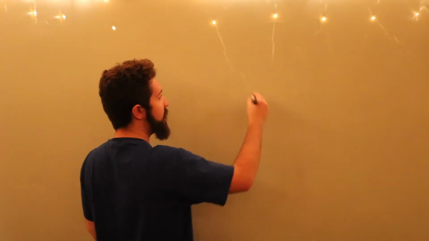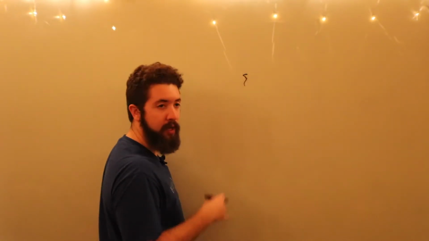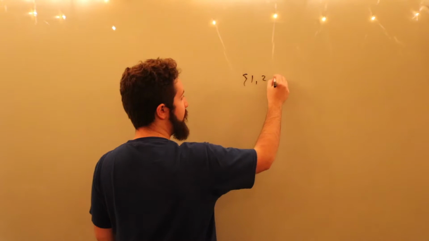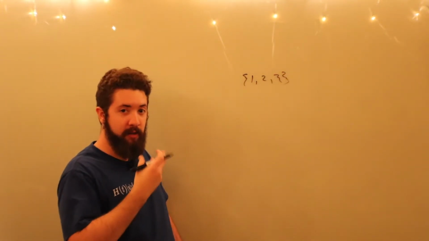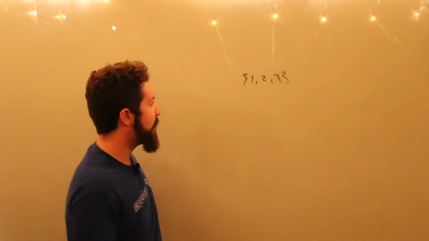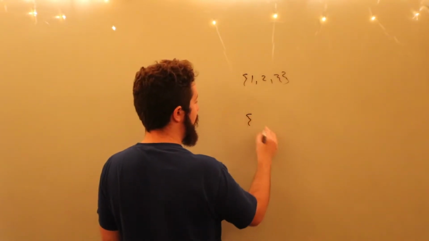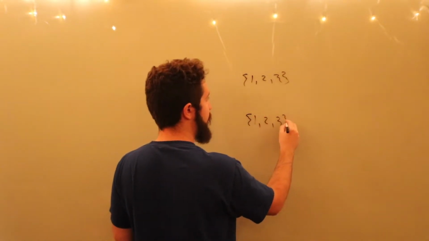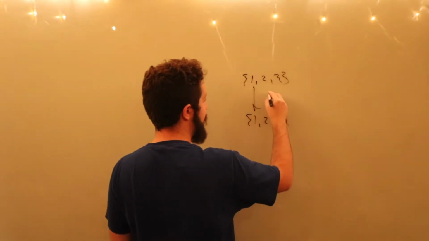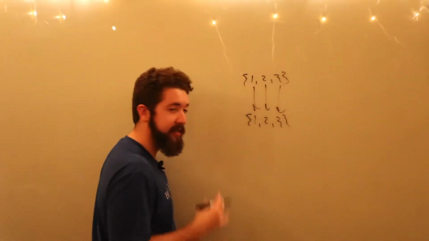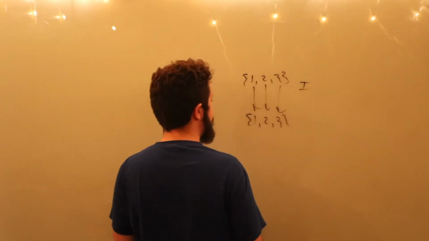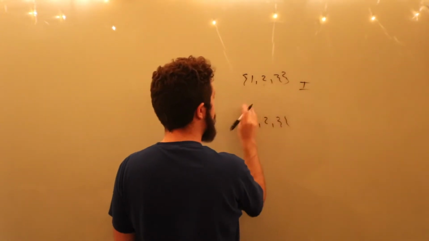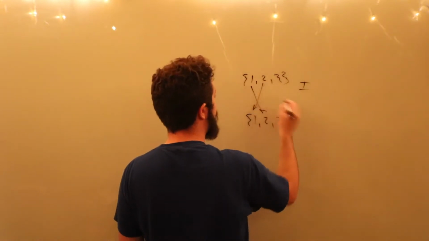All right, next example. Suppose we consider all mappings from the set 1, 2, 3 to itself. So this is going to be a special case of what I called the automorphism group before. So what are all the possible mappings here? Well, there's going to be 1 to 1, 2 to 2, 3 to 3. That's going to be the identity mapping. So we'll call that I. There's going to be 1 to 2, 2 to 1.